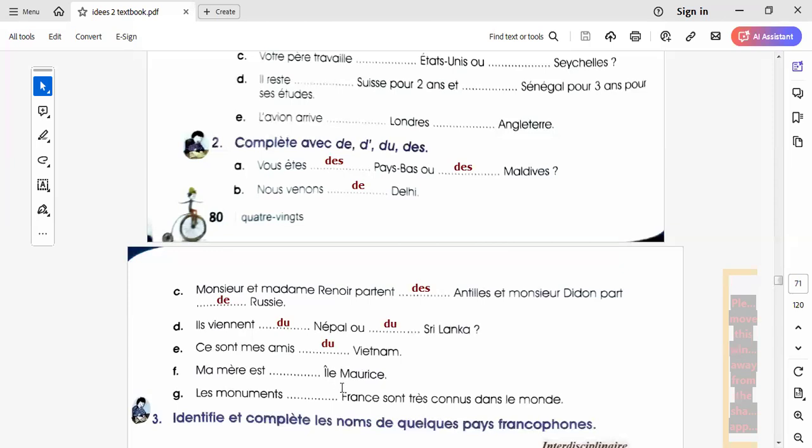Ma mère est dash Île Maurice. My mother is from the island of Mauritius, beginning with a vowel, so we have d' apostrophe. Les monuments dash France sont très connus dans le monde. The monuments of France. France is ending with E, so it is feminine. With feminine countries, we have de. The monuments of France are very famous in the world. So these are the answers of this. Let's move on to the next one.